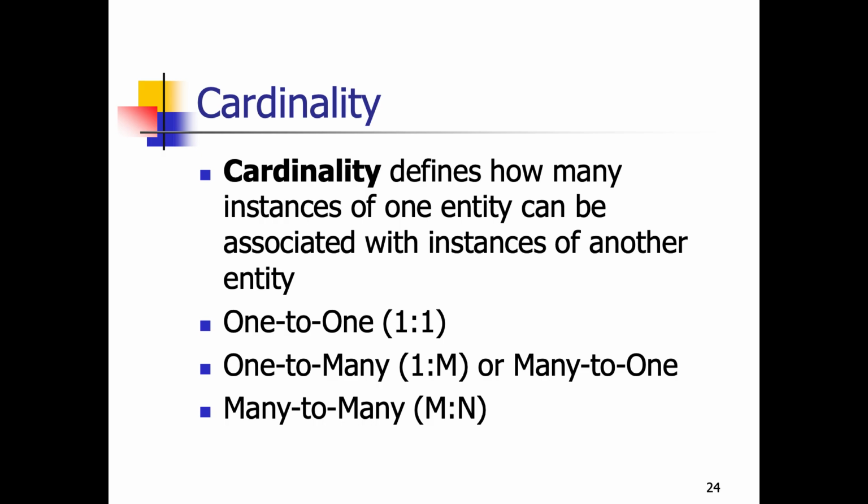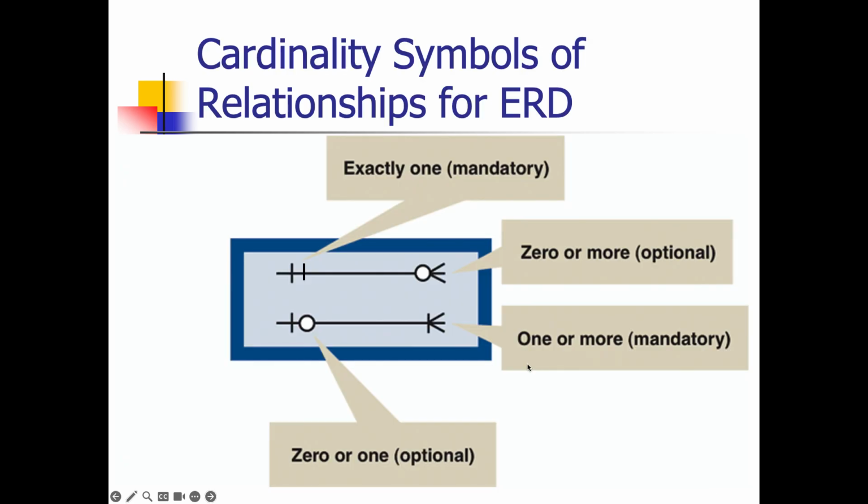But that was just an example. In reality, it's one-to-many or many-to-many. And then we have one-to-many or many-to-one, and we have many-to-many relationship. So these are the signs that we have been talking about. If you have this oval, it means it's optional, but whenever you have this, it is mandatory.